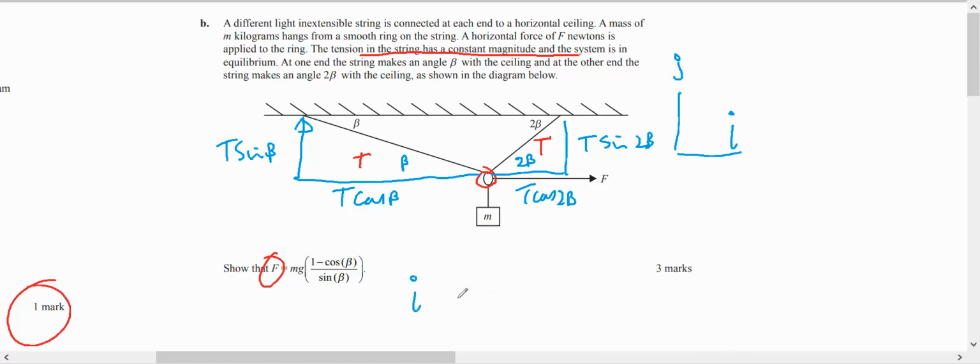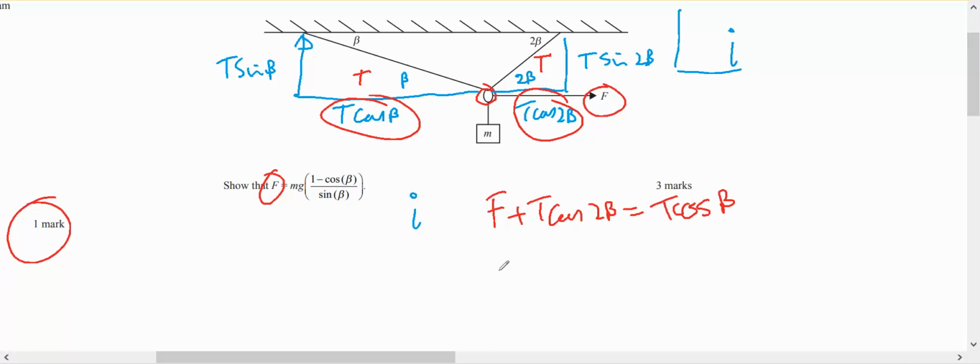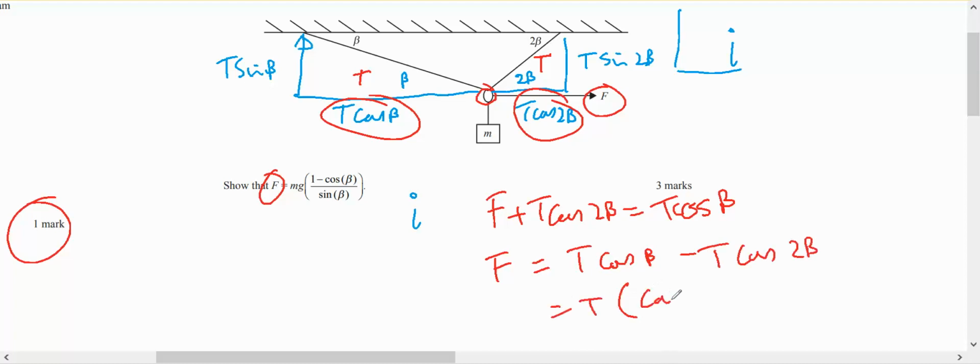In the i's, I've got this, this, and this. Therefore, F plus T cos of 2 beta equals T cos of beta. And since I'm going to be trying to find F, I get F equals T cos of beta minus T cos of 2 beta, which is T (cos of beta minus cos of 2 beta).